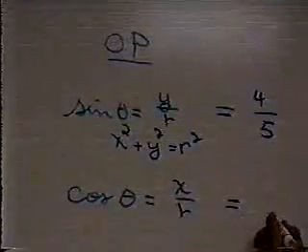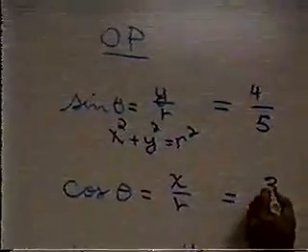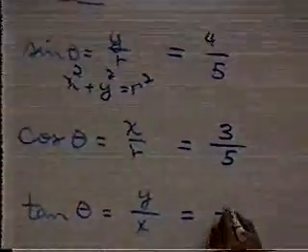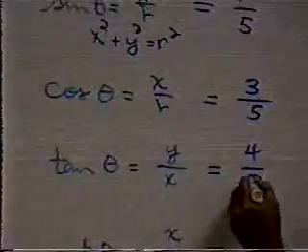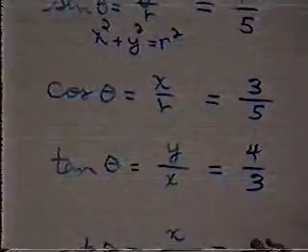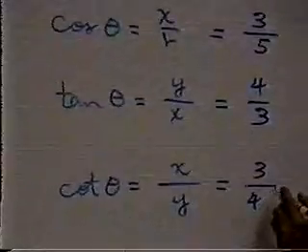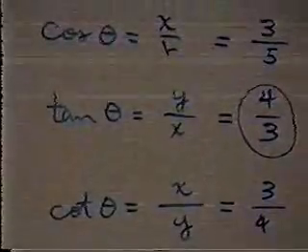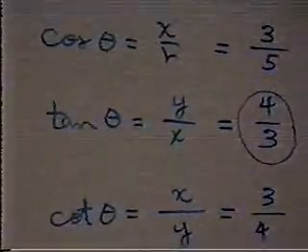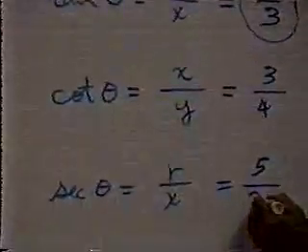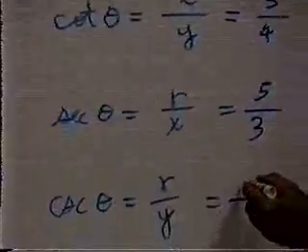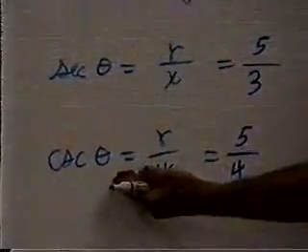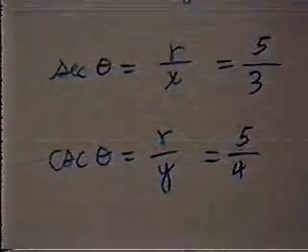All right, well, cosine. Cosine is x over r. Well, x is 3 and r is 5. What's tangent? Tangent is y, which is 4, over x, which is 3. Cotangent is x, which is 3, over y, which is 4. Or, just flip this over. If you get one of them calculated, do the other one by flipping it over. All right, secant is r, which is 5, over x, which is 3. Cosecant is r over y. R is 5, y is 4. R again, flipping over the sine, flipping over the cosine.